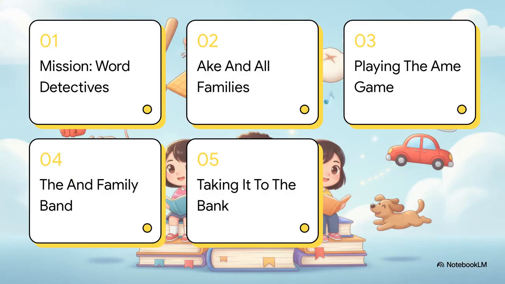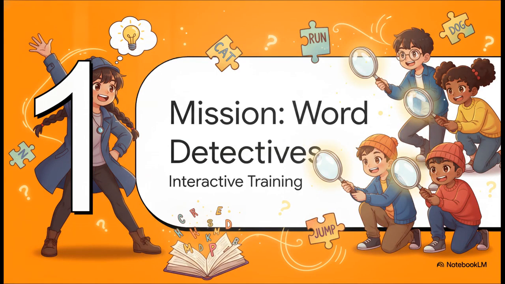Here is your official detectives mission briefing for today. First up, mission, word detectives. Then we'll look at the ache and all families, followed by playing the aim game. After that, it's the and family band, and finally, taking it to the bank. All right, let's kick things off with section 1, mission, word detectives. This is your interactive training module.